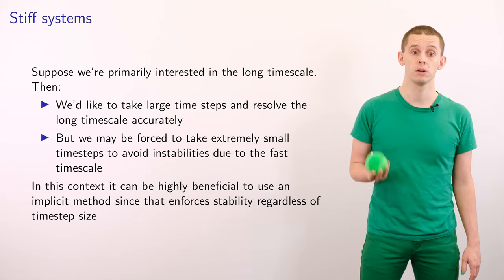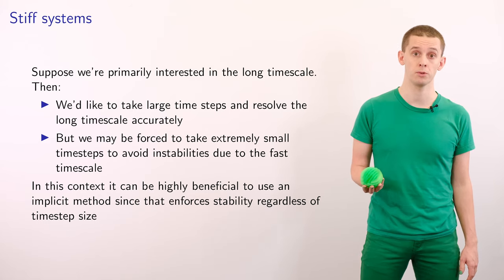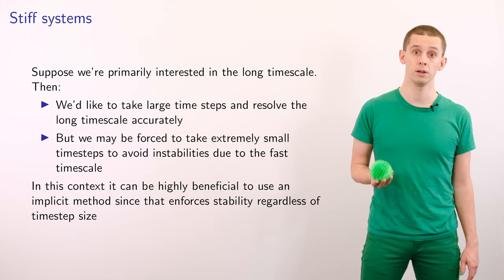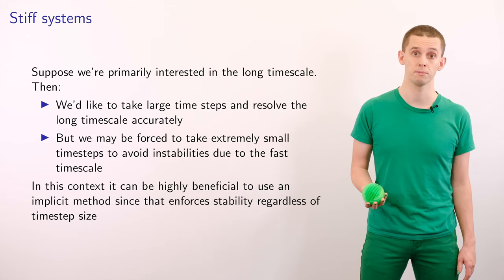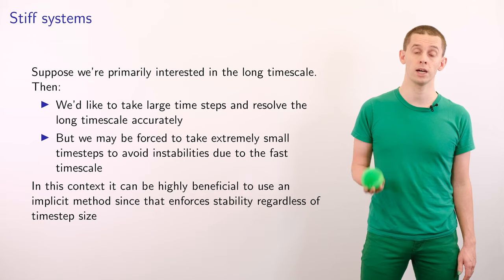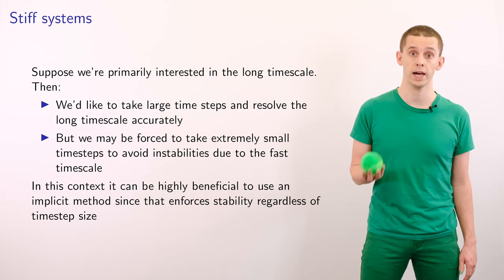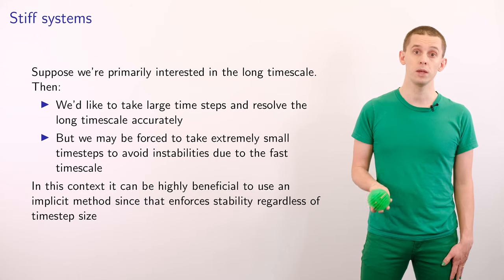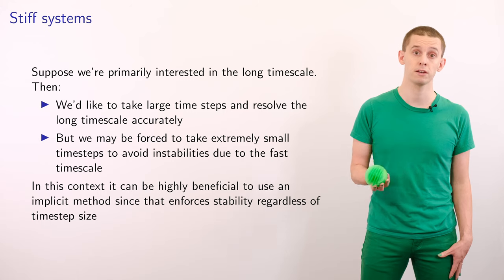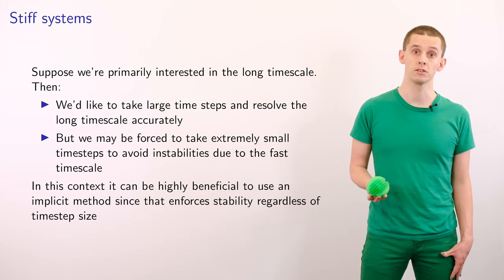Now, in many situations, we are primarily interested in the longer timescales. For example, we might not be that interested in the table vibrations because they're happening on such a fast timescale that they're almost imperceptible to us. And in that situation, we might therefore want our numerical scheme to take large time steps that can resolve that long timescale accurately. However, if we use an explicit scheme, then we may be forced to take extremely small time steps in order to avoid instabilities associated with that fast timescale. And in this context, it can be highly beneficial to use an implicit method, since that enforces stability regardless of time step size.